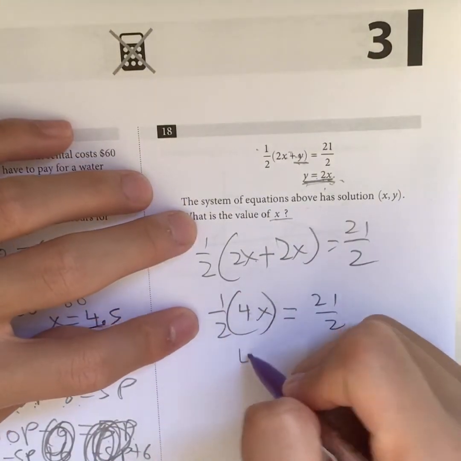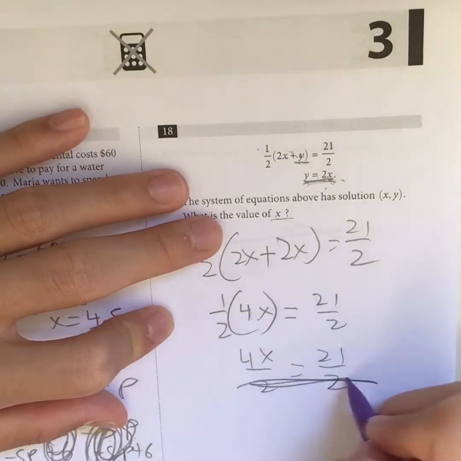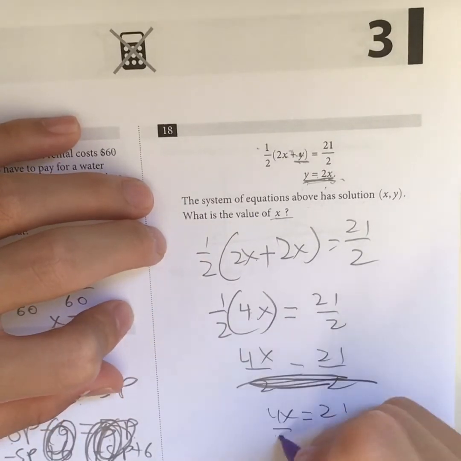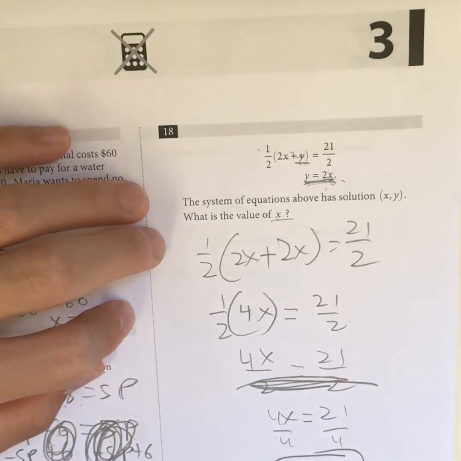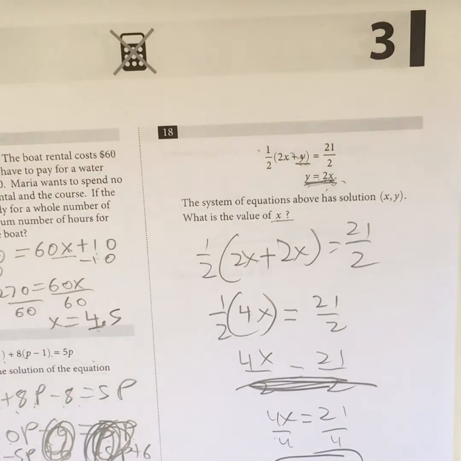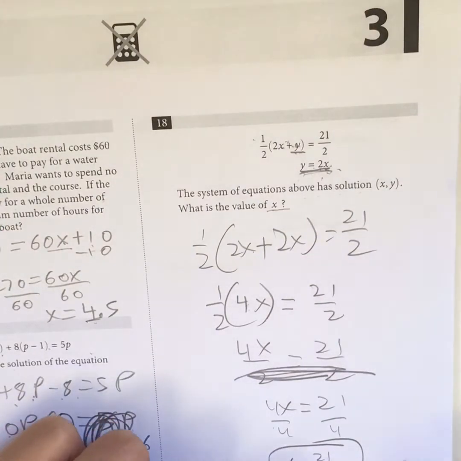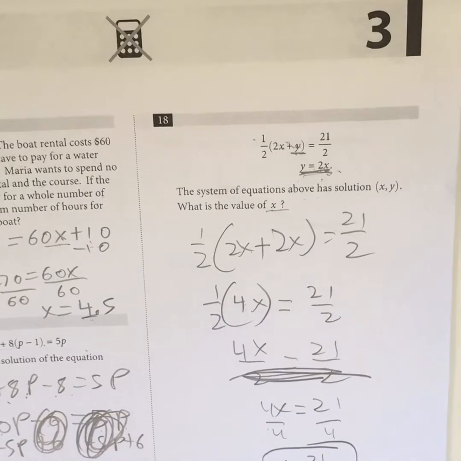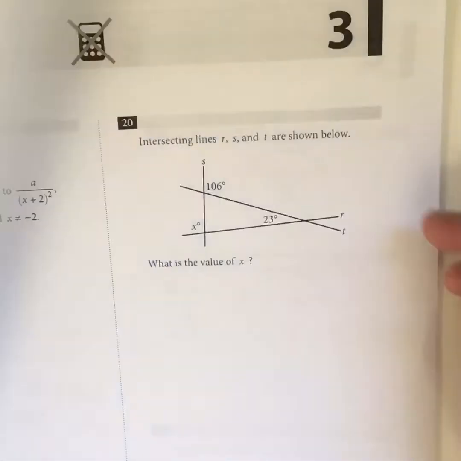This can be simplified into 4x over 2 is equal to 21 over 2. Cancel out the 2's, right? 4x is equal to 21. Divide both sides by 4. x is equal to 21 over 4. And boom, that's going to be your answer. If the answer looks weird, such as this improper fraction, you can check your work, but I'm pretty sure this is correct. If you aren't sure, you can check your work again and just plug it back in to see if it makes sense.